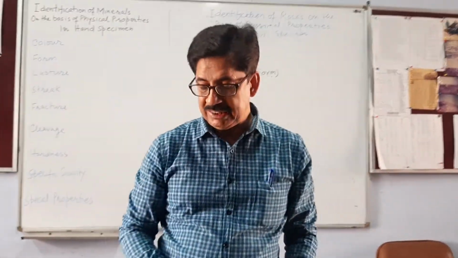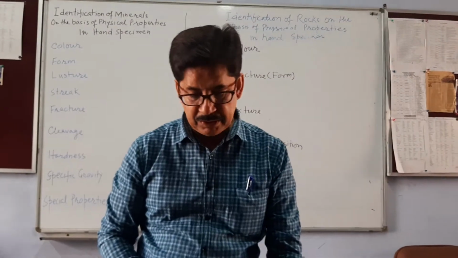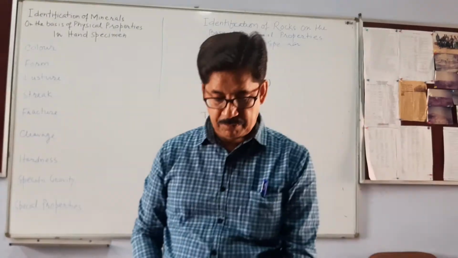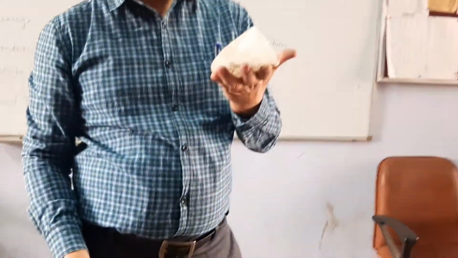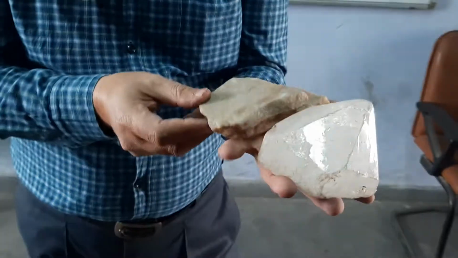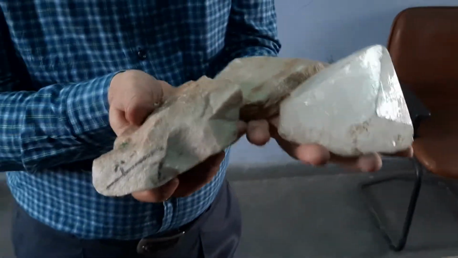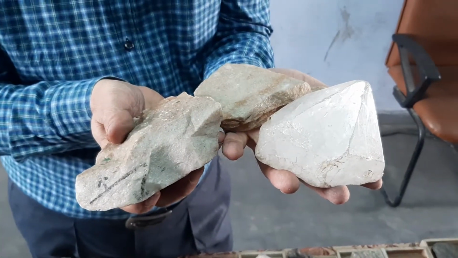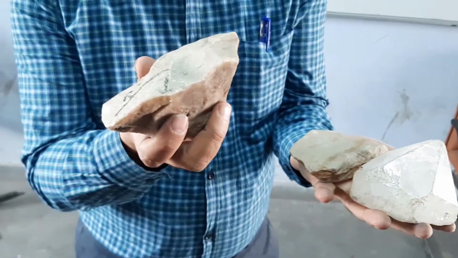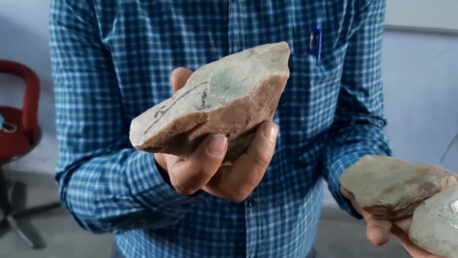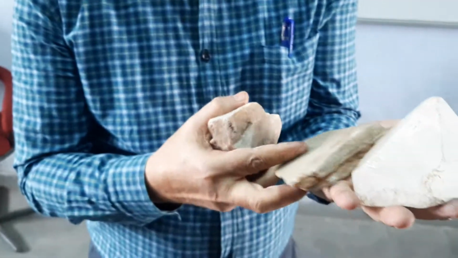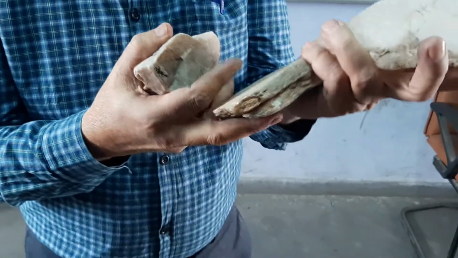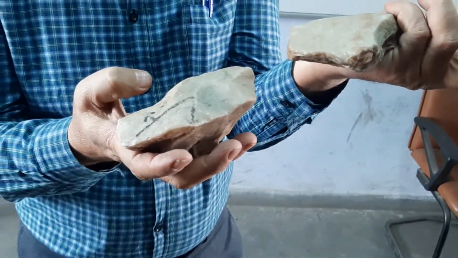Now sometimes difficulty arises: a sample which we are seeing, is it a rock or a mineral? For example, this is a mineral, quartz, and these two are rocks made up of quartz minerals. Both of these rocks have almost 90 to 99% quartz. Especially this one has 99% quartz, perhaps only 1% some other mineral. This has perhaps 95% quartz and 5% muscovite. This is layered and this is non-layered.